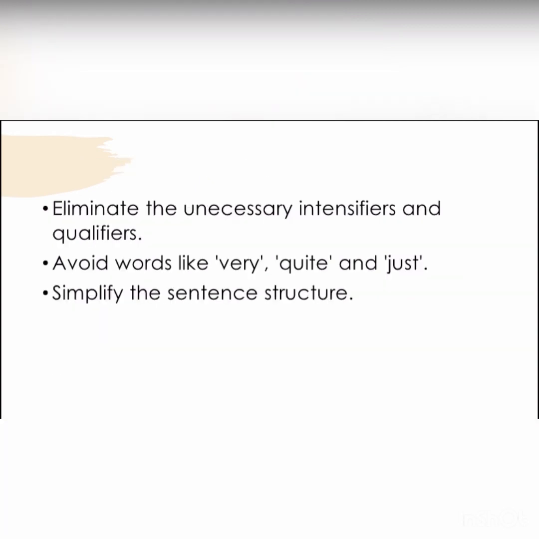Eliminate the unnecessary intensifiers and qualifiers. Sometimes we use a lot of intensifiers to modify the noun. We don't have to use them, because that word itself is capable of conveying the meaning. But we use a lot of intensifiers and qualifiers to convey the meaning effectively, which is unnecessary, and we can avoid that. Avoid words like very, quite, and just. For example, very confused, you can say perplexed, or very, very big, you can say huge. So you can avoid the word very.